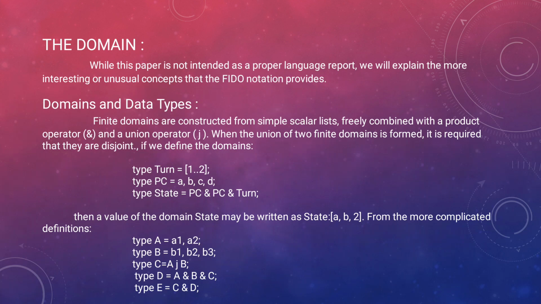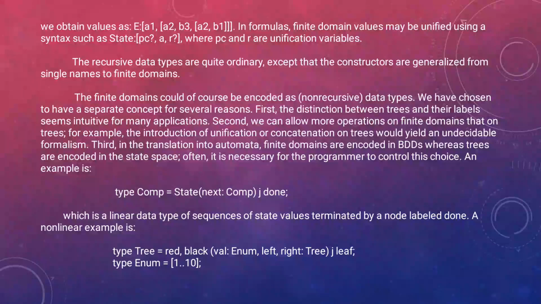If we define the domains as follows, we obtain values such as A1, A2, B3, A2, B1 in formulas. Finite domain values may be defined using a syntax such as this, where P, C and R are unification variables. The finite domains could of course be encoded as data types. We have chosen to have a separate concept for several reasons.